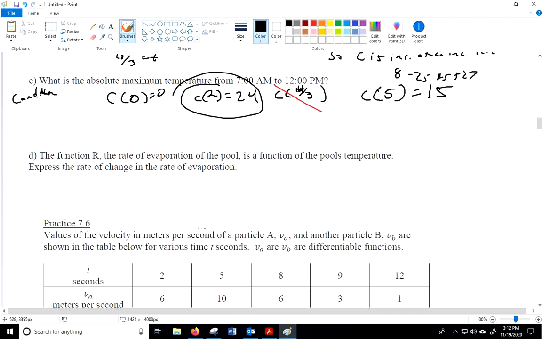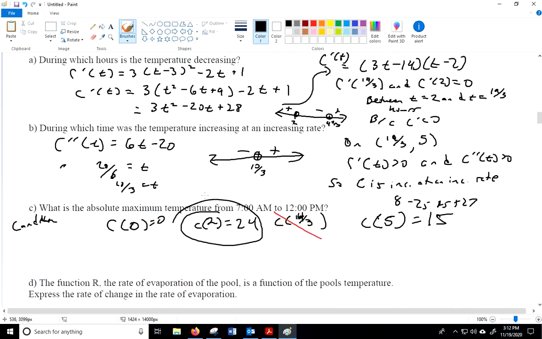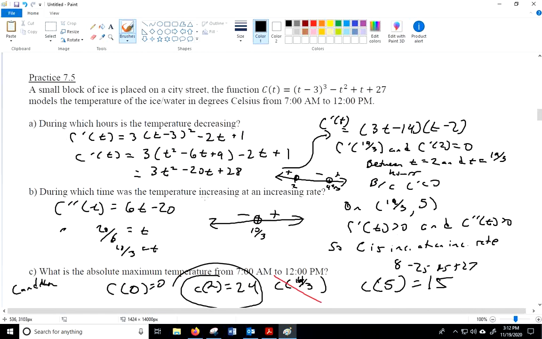The function R, the rate of evaporation of the pool, is a function of the pool's temperature. Express the rate of change in the rate of evaporation. So, a small block of ice is placed on the city streets. Okay, models the temperature of the ice in degrees Celsius.